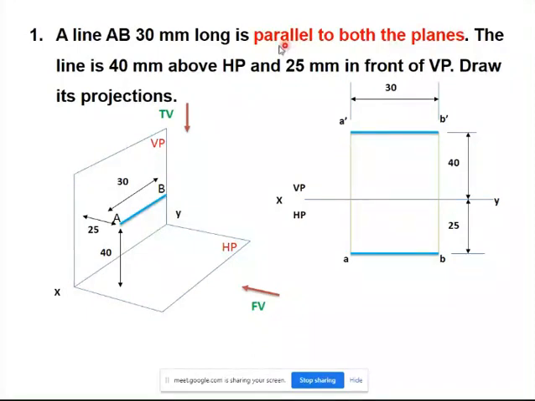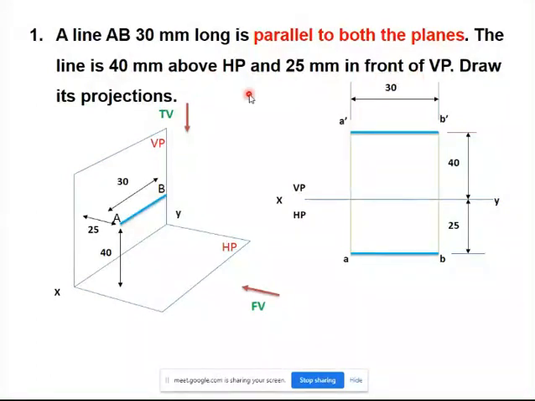In this problem, we have a line whose true length is 30 mm. What is called true length? The actual length of the particular line. So the length of the line is 30 mm. And here we have a condition: the line is 40 mm above HP and 25 mm in front of VP.